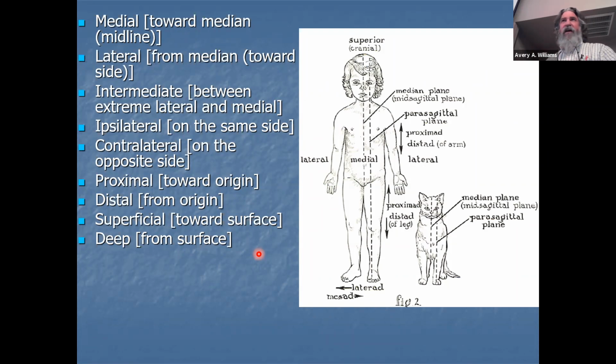Or you can say it the other way around. The tissue that's superficial to bone would be muscle. The tissue that's superficial to muscle would be fat. The tissue that's superficial to fat would be skin. That's just going to get your directions right in talking about organs like that.